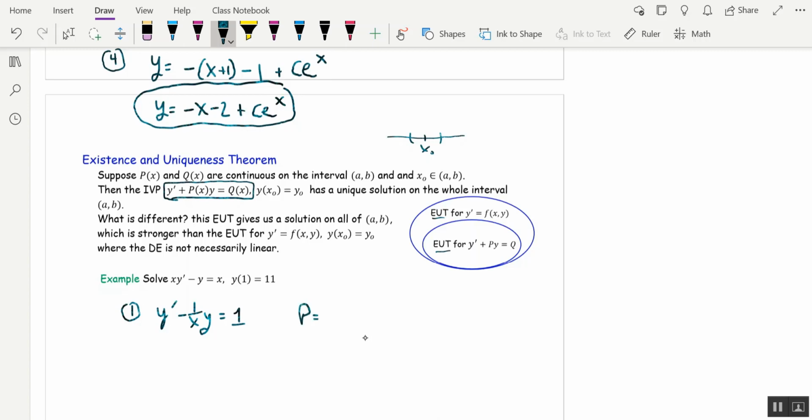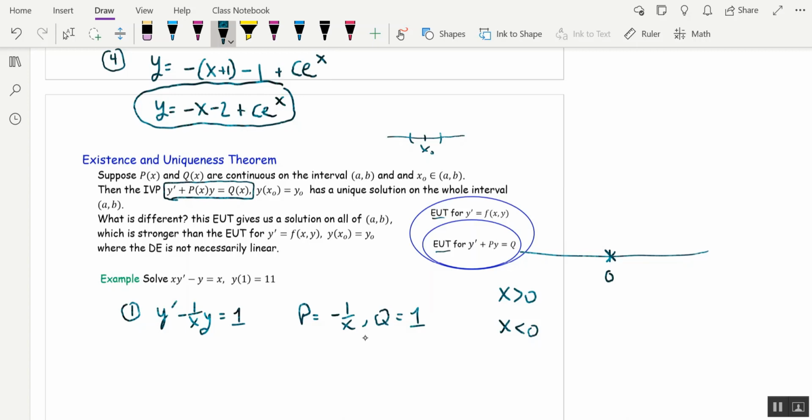So my p is negative 1 over x, and my q is 1. Now, when I divide by x, I have to assume that x is not 0, so I have to make a decision. Either x is going to be positive or x is going to be negative. I can't have both, all right? I need my coefficients to be continuous, and they're not continuous here at 0. So I'm either going to have to pick the left-hand side of the number line or the right-hand side.